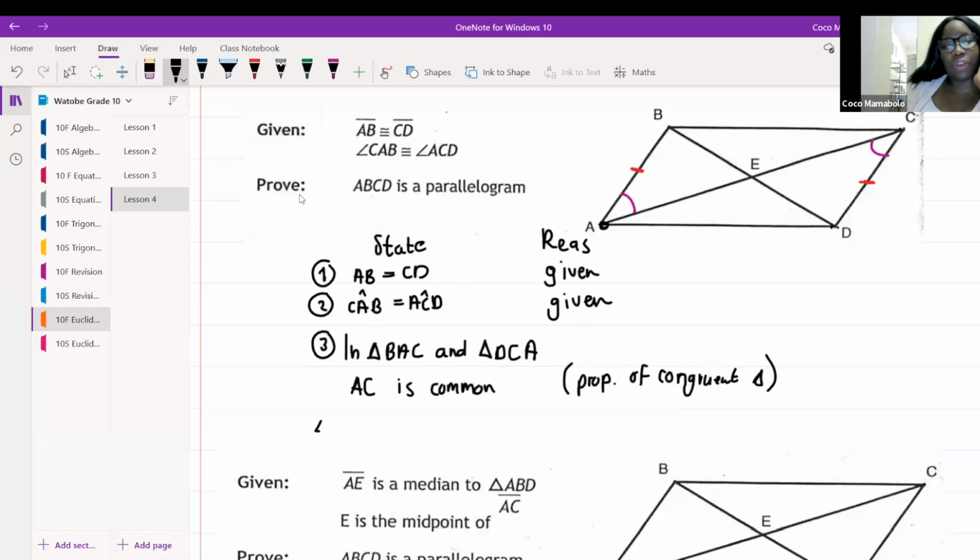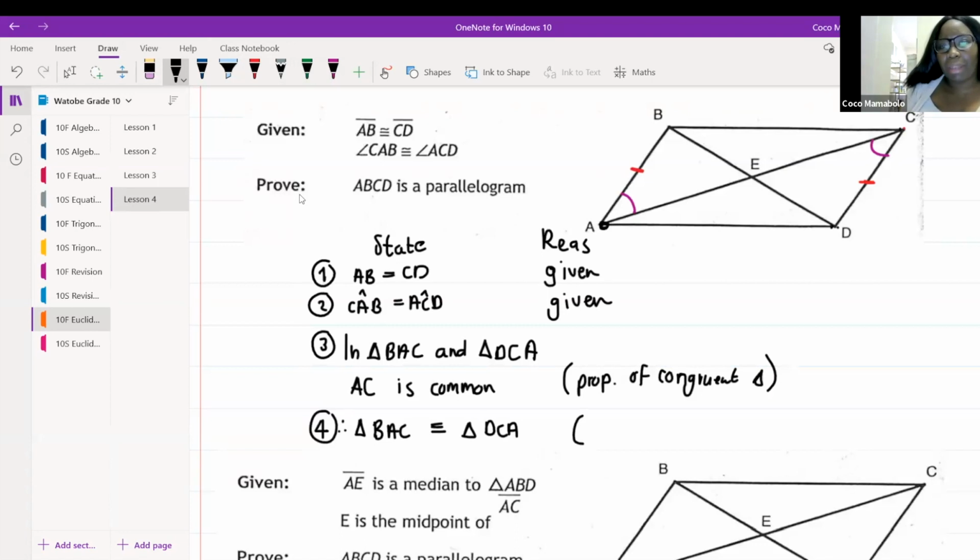Then the fourth statement that we're going to make here: if we've proven that AC is common and that these two things make those common, we can therefore say that triangle BCA is congruent to triangle BAC. Triangle BAC is congruent to triangle BCA.